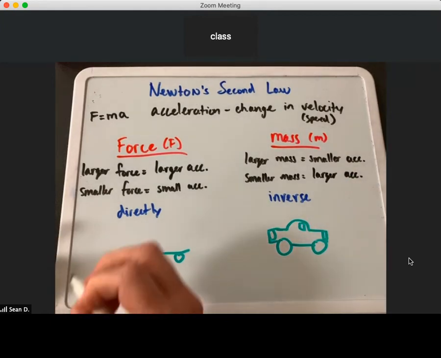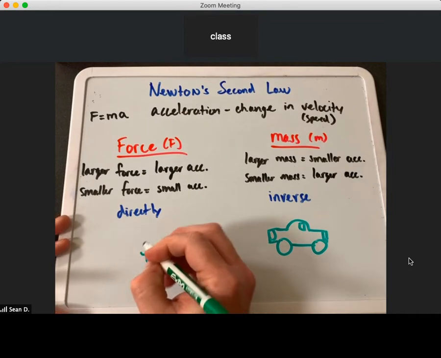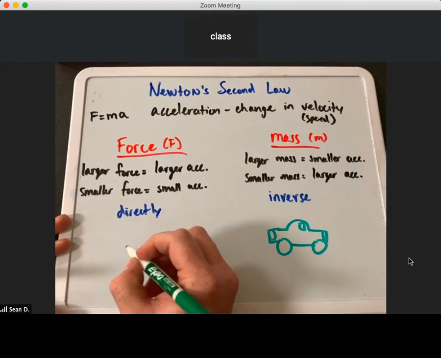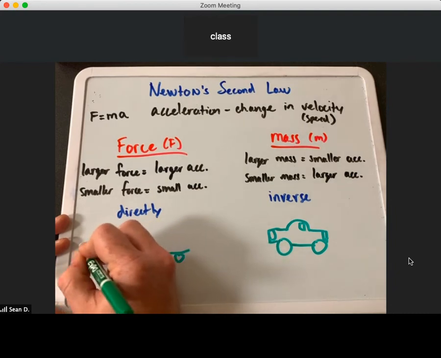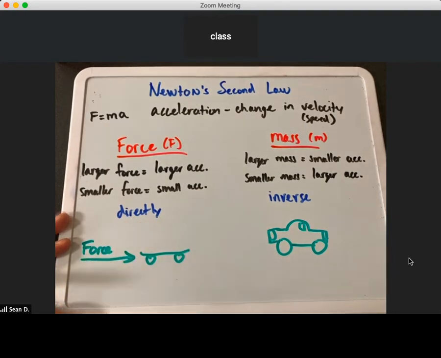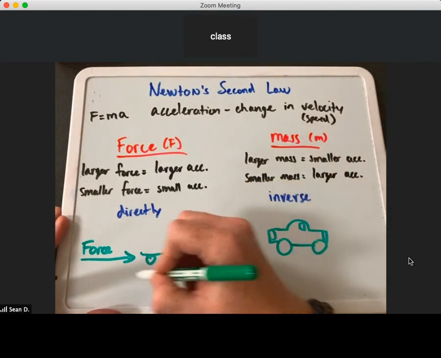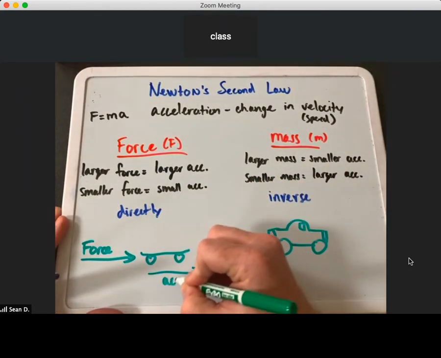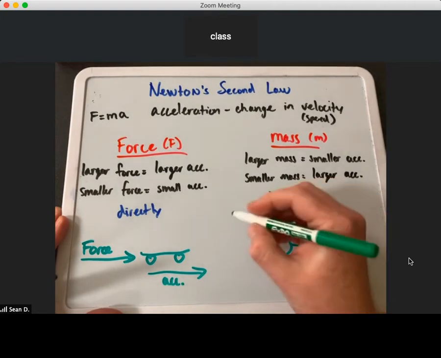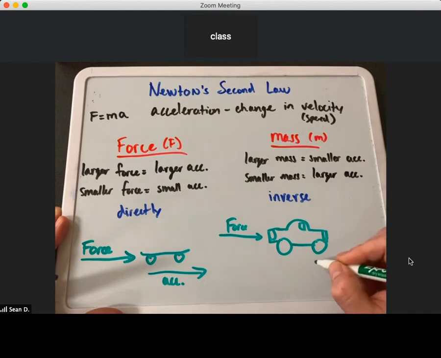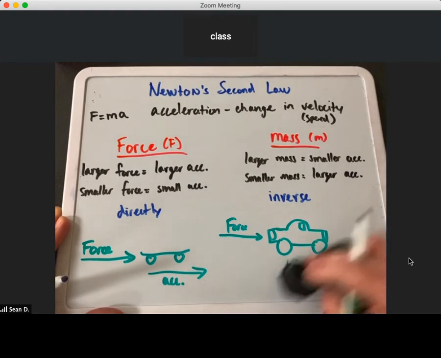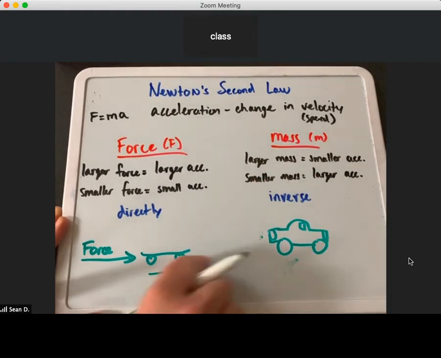So first, let's look at the force applied. If I applied a large force to this object, say a big kick, then the acceleration of that object is also going to be large. Same thing here. If I applied a large force to my car, then it's going to have a large acceleration. And that makes sense. However, if we looked at mass, it's going to be a different story.